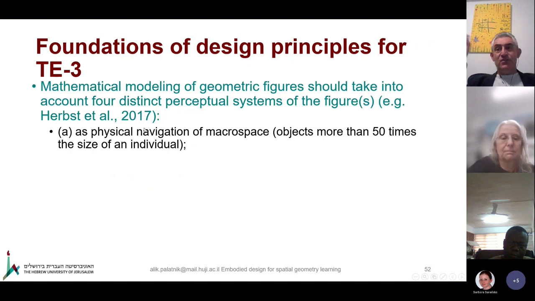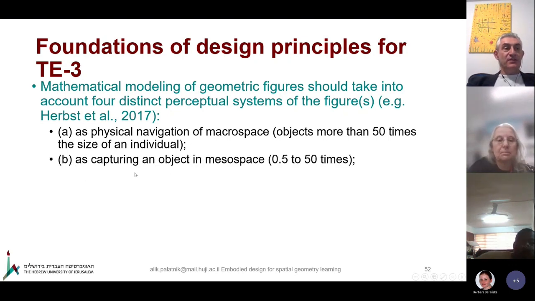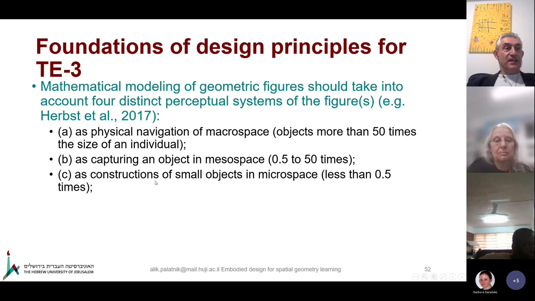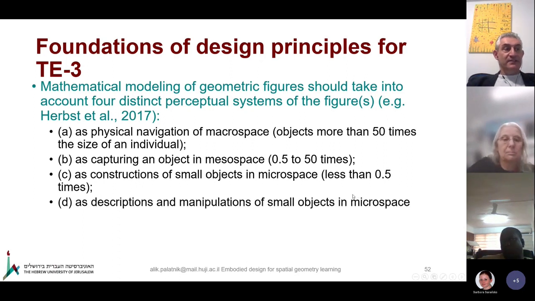Okay, here I should add an additional theoretical consideration. In the very good book of Herbst and colleagues, they are talking about mathematical modeling of geometric figures, that they should take into account four distinct perceptual systems of the figure. First, physical navigation of macrospace, objects more than 50 times the size of the individual. Second, capturing an object in mesospace, half to 50 times. Third, constructions of small objects in microspace, less than half the size of the individual. And finally, description and manipulation of small objects in microspace.